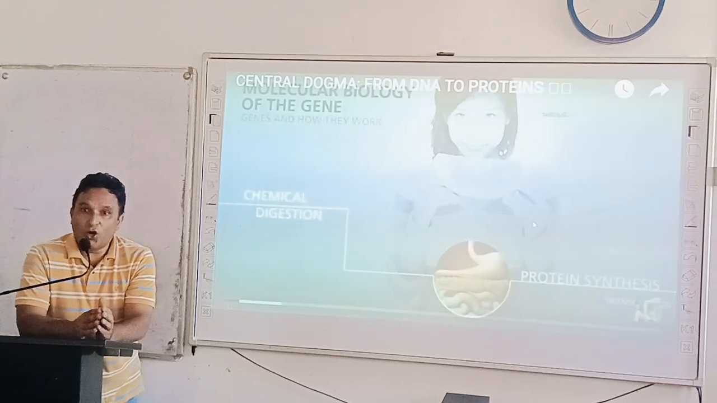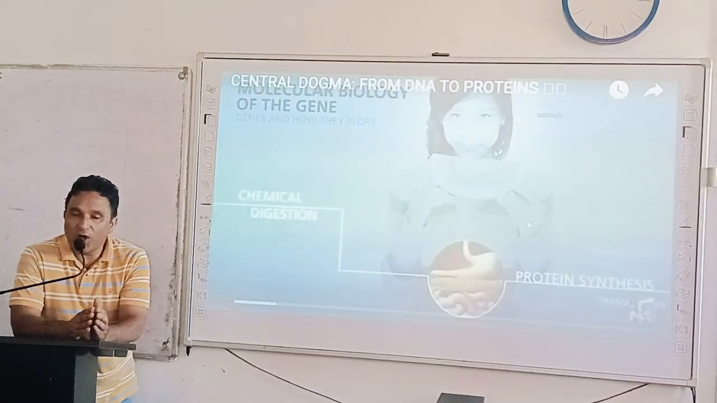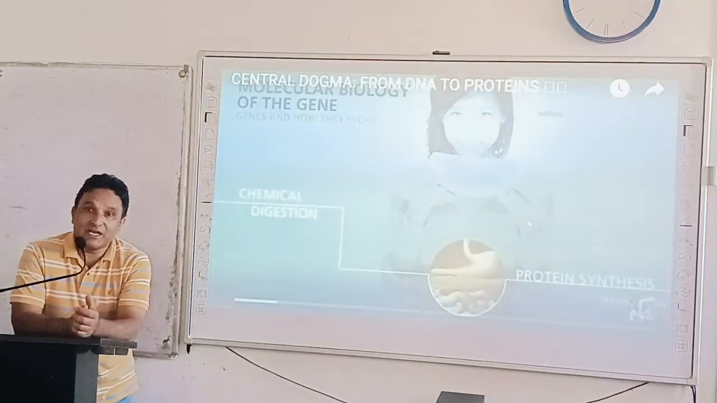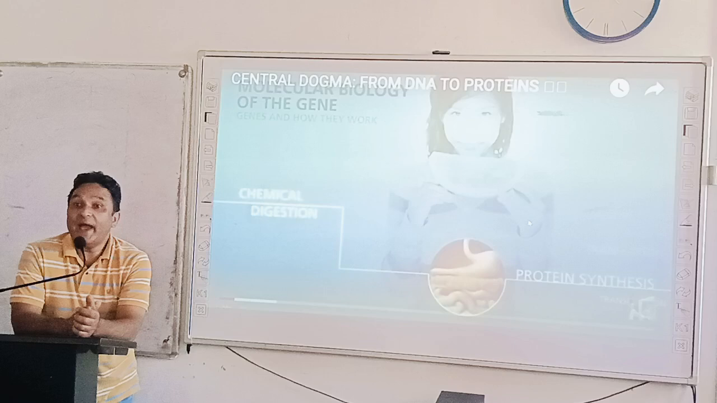What is genetic code? Sequence of codons on mRNA. That means according to this genetic code, protein has to be formed.